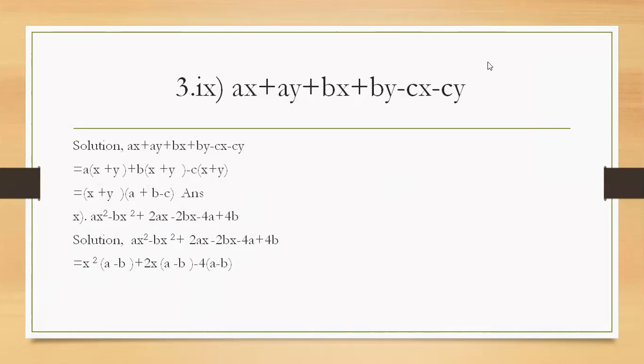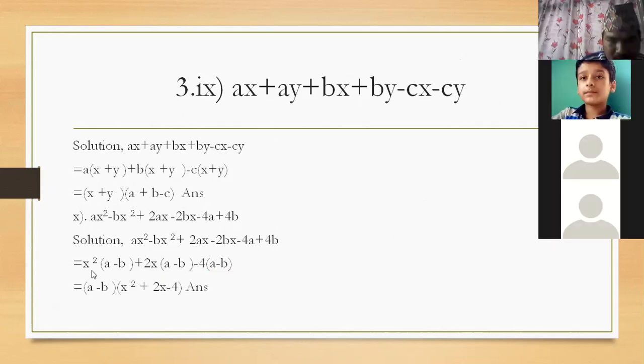Look here, is our grouping correct or not? How to know? This remaining in bracket and this remaining in bracket must be the same. Are they same? Yes, sir. Then we have to take a minus b common. Here the remaining is x square plus 2x, and here the remaining is minus 4. These two are the factors of this question. Okay, children?